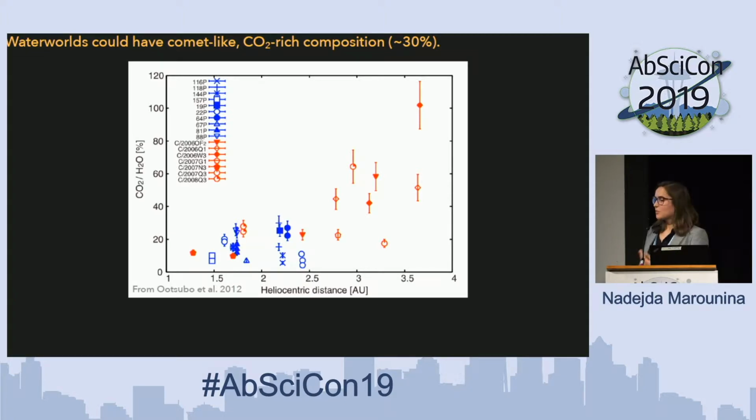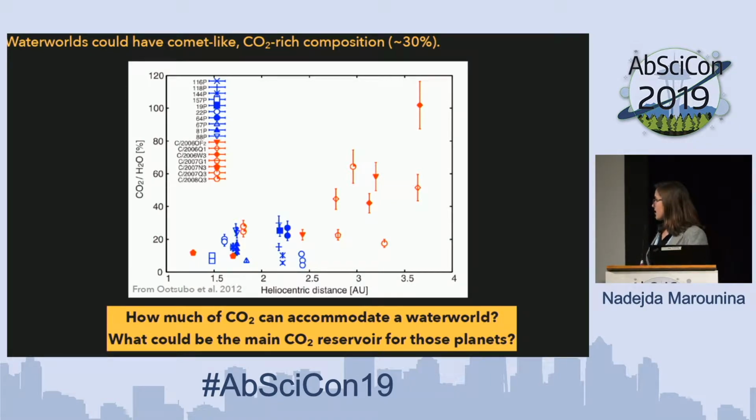Following the mechanism of formation of water worlds, they could have a comet-like, carbon dioxide-rich composition, because usually they form from material that is far from the host star and beyond the snow line. This figure is just to show the possible range of CO2 to water ratio inside of comets, and to show that this range is wide. Most of the current literature focuses on relatively carbon dioxide-poor water worlds.